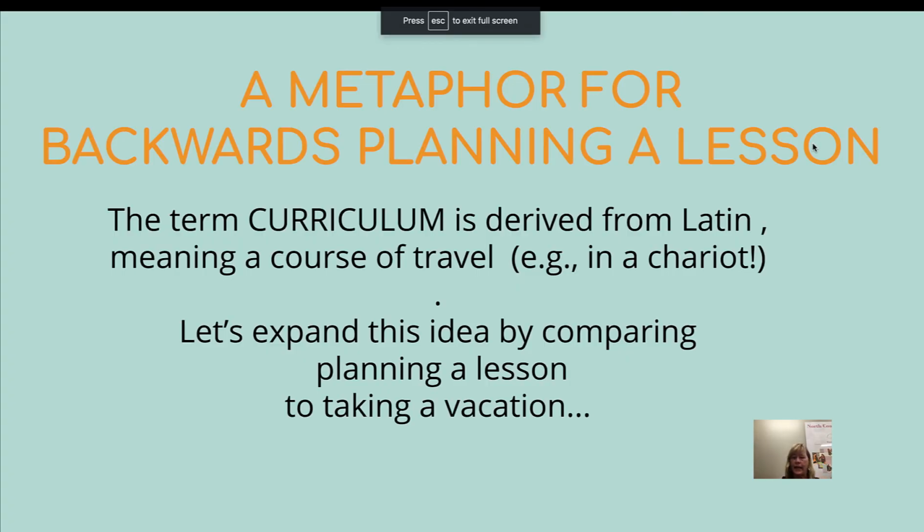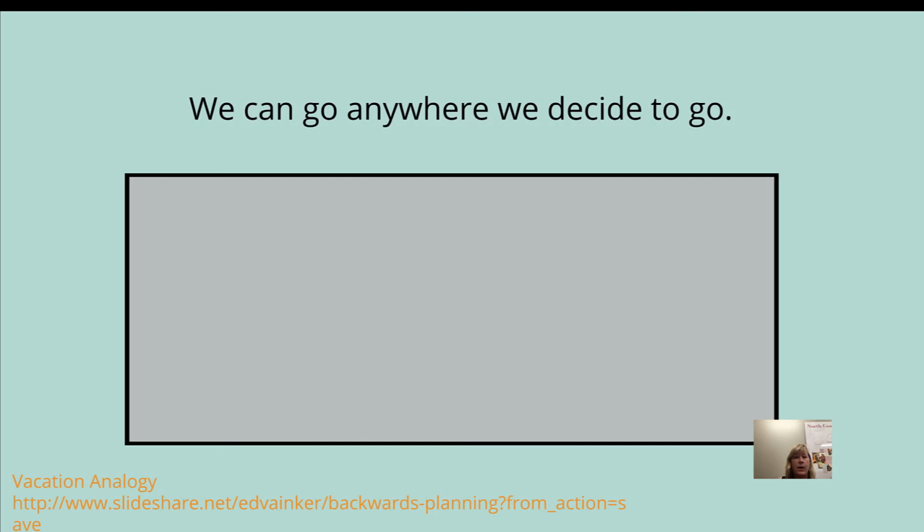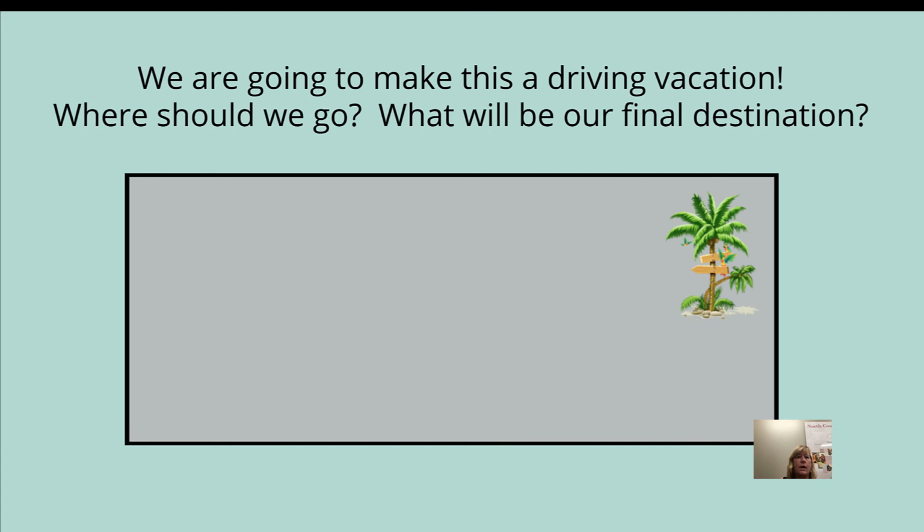So now we're going to look at a metaphor for backwards planning a lesson. The term curriculum is derived from Latin, meaning a course of travel, like a chariot. Let's expand this idea by comparing planning a lesson to taking a vacation, which I hope to do in a couple weeks. Actually, we just bought an RV, so we are going to do it in a couple weeks. We could go anywhere we decide to go. We're going to make this a driving vacation, in our RV. Where should we go? What will be our final destination?